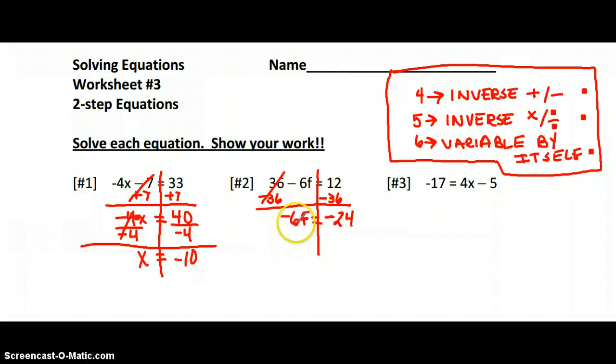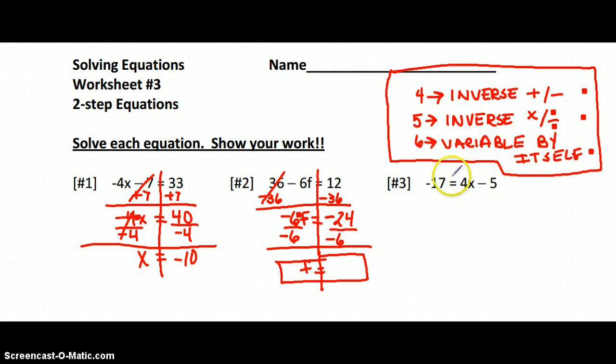So now I have negative 6f's equaling negative 24. I need to do step 5, the opposite of multiplying or dividing. Well, since I know this is a multiplication problem, I need to divide. And notice I'm dividing by negative 6. What I do to one side, I do to the other. You solve for f. What does f equal?